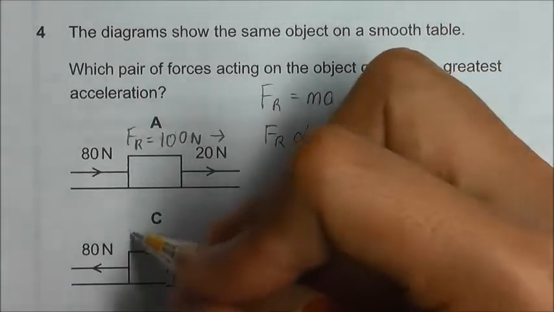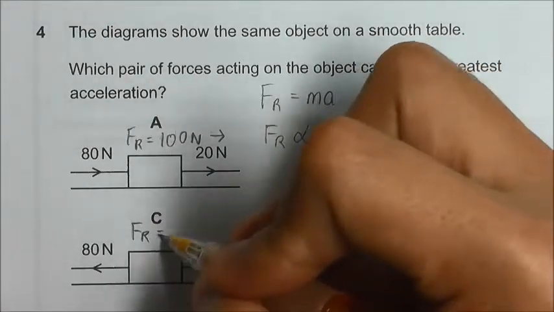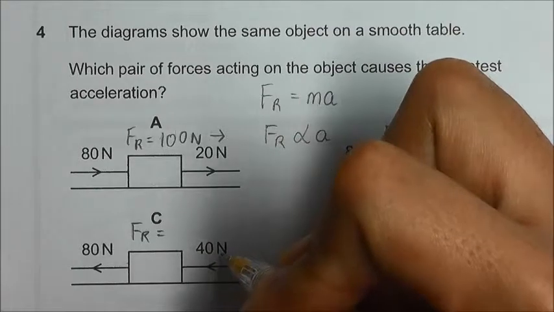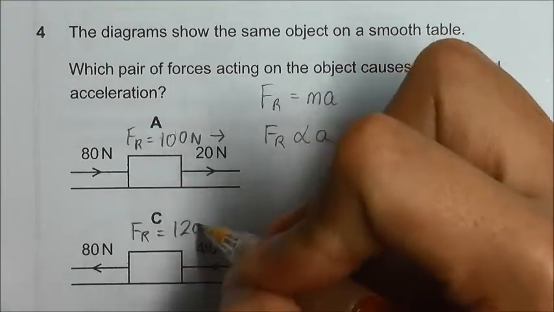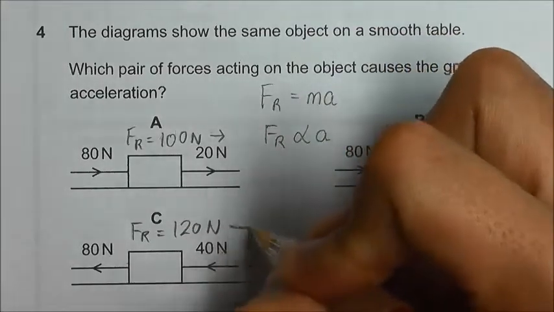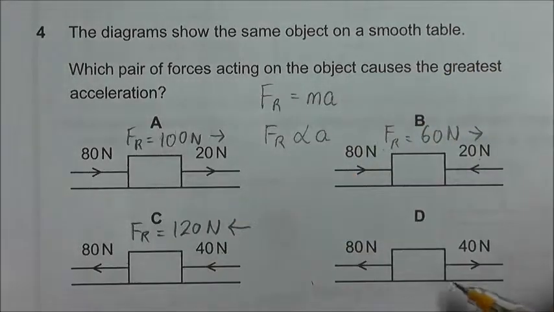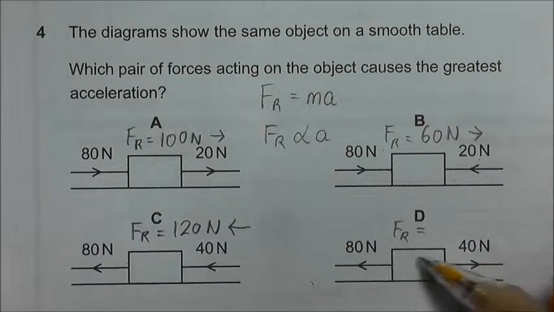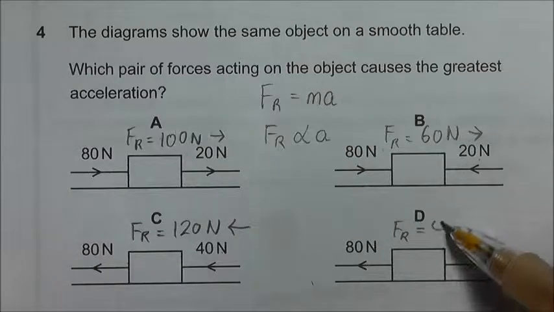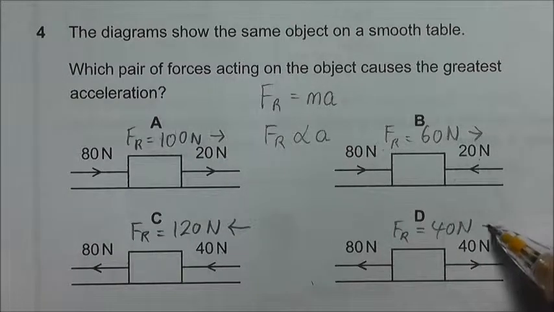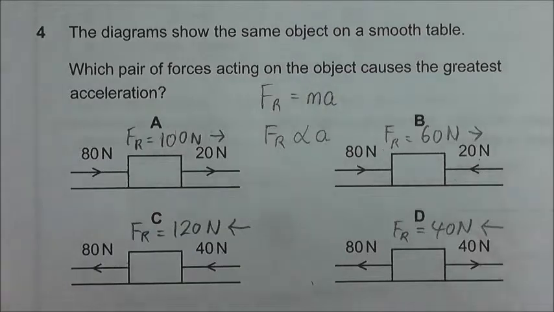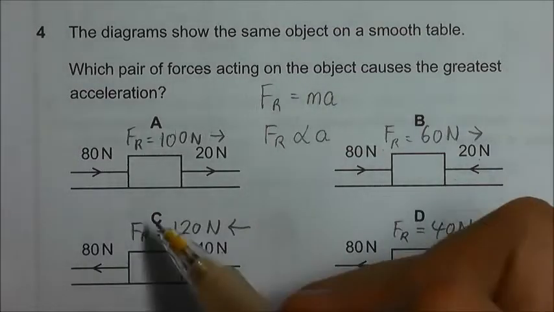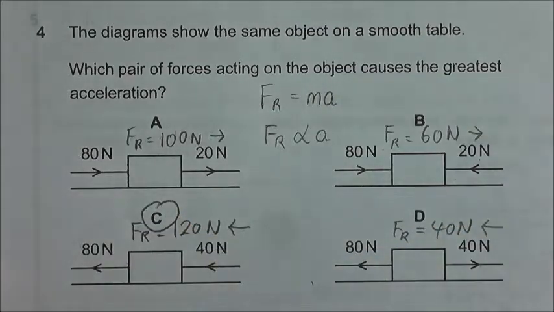Okay, option C, the resultant force, it will be 80 plus 40. It will give us 120 Newton going to the right. And option D, we have 80 minus 40, we get 40 Newton going to the left. So the largest resultant force here, it will be option C.